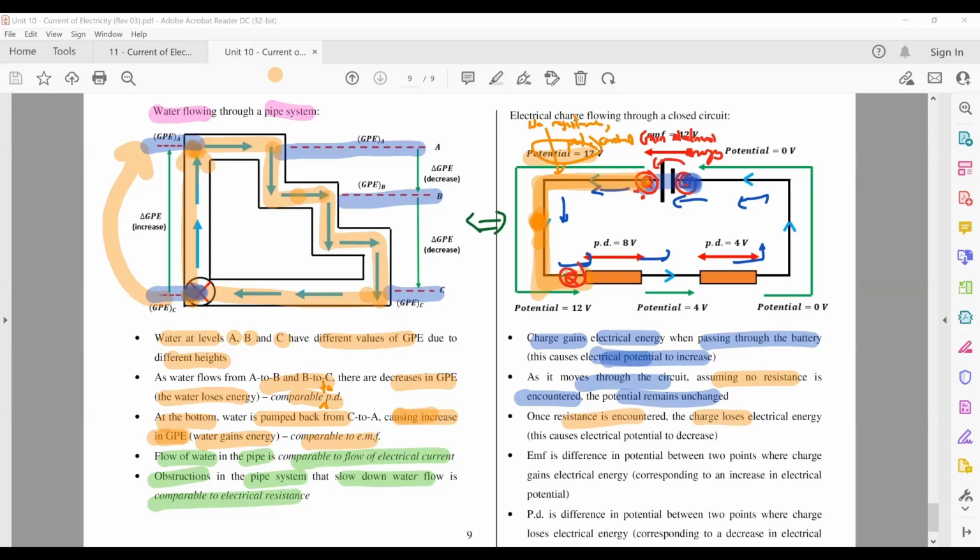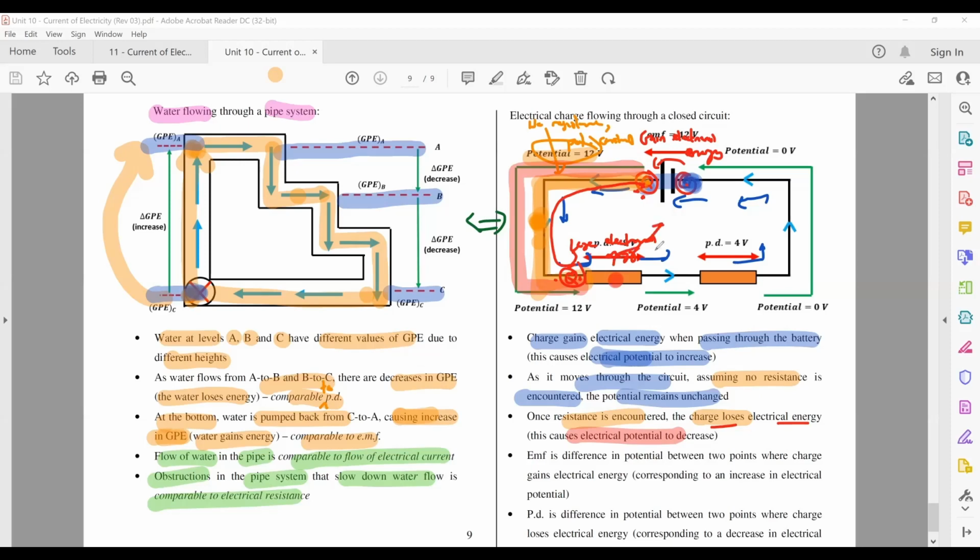So your charge moves from here to here. It already gained electrical energy here. The energy that it has remains constant all the way to here. But once it wants to pass through the resistor, it will start to lose electrical energy, which in turn causes a decrease in electrical potential. So if before the potential was 12 volts from here to here, suddenly over here you start to lose electrical energy.